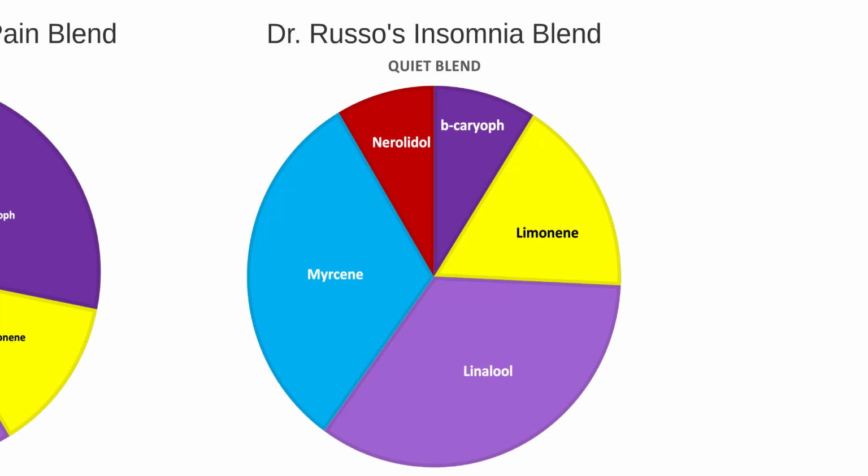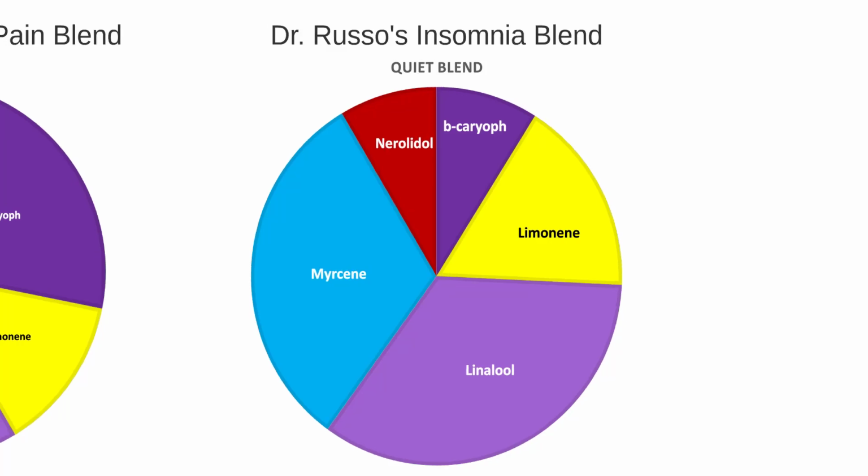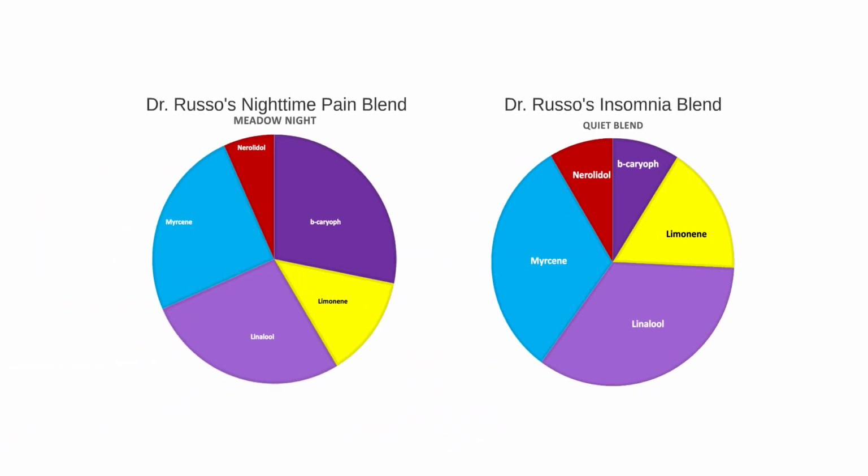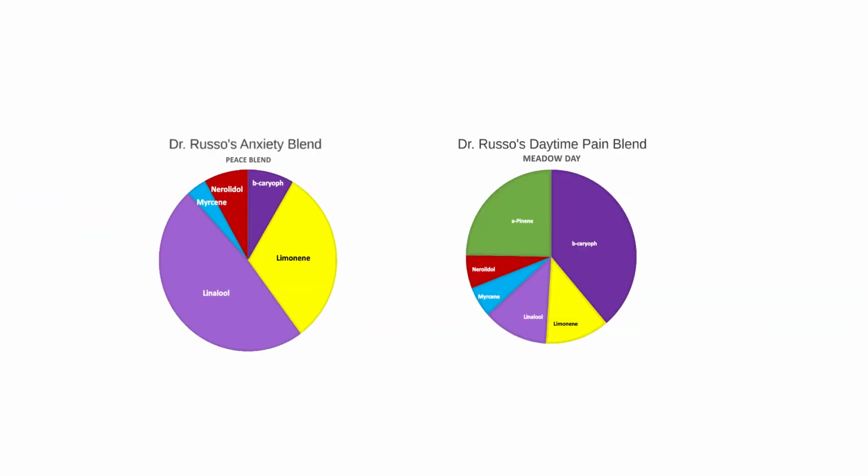Dr. Russo also has a blend to help sleep. So what you see is a significant drop in the beta-caryophyllene, but you see those dominant myrcene, linalool, and limonene contributors. So one of the challenges that we have in the industry is consumers will go buy CBD for anxiety, they'll buy it for pain, they'll buy it to help for sleep, but we see it's not the CBD necessarily that's driving the effect, but rather the terpene blend that needs to come with it.